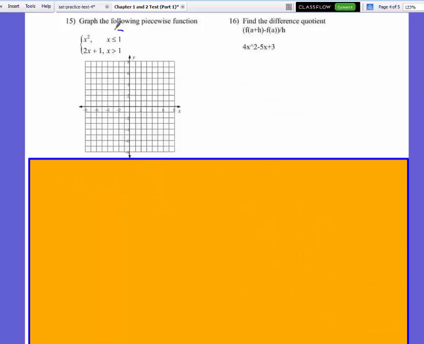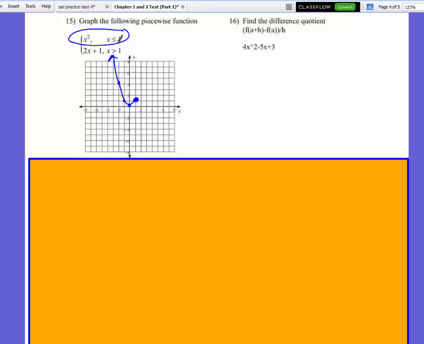All right, for 15, let's go ahead and we just want to graph the x squared function. At 0 it's going to be at 0, at 1 it's going to be 1, at negative 1 it's going to be 1. At negative 2, it's got to be 4, 1, 2, 3, 4. At negative 3, it's got to be up here at 9. And it's going only less than or equal to 1. So we're going to put a closed circle here at 1, and there's that part of our graph.